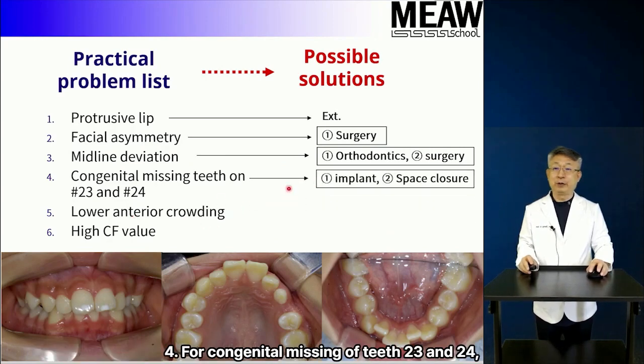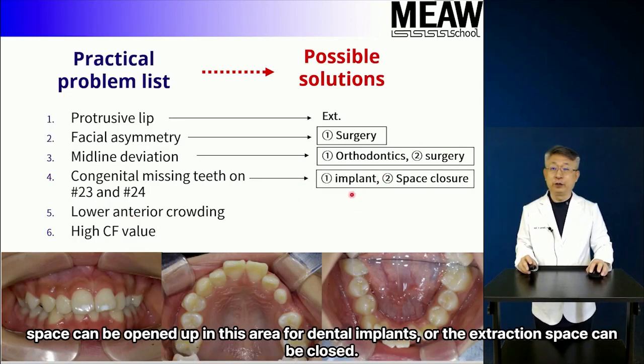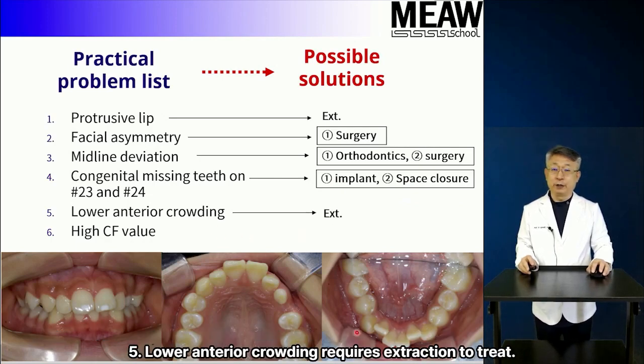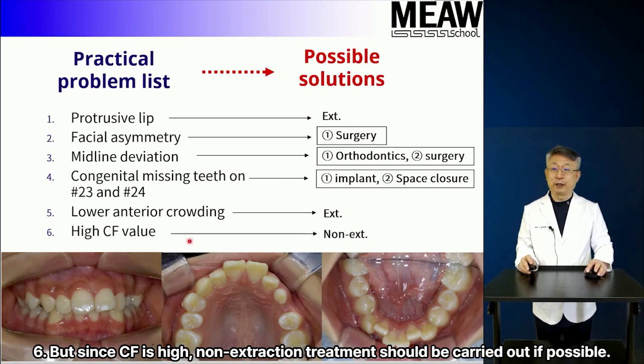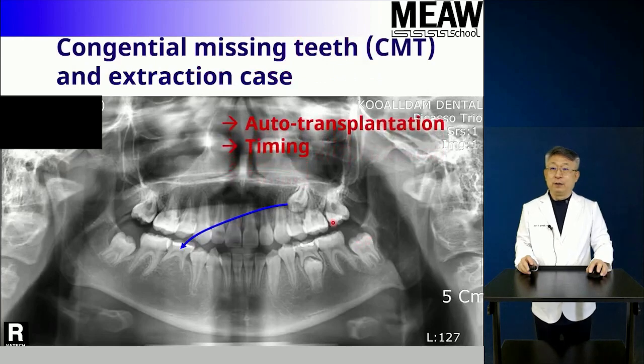4. For congenital missing of teeth 23 and 24, space can be opened up in this area for dental implants, or the extraction space can be closed. 5. Lower anterior crowding requires extraction to treat. 6. But since CF is high, non-extraction treatment should be carried out if possible.